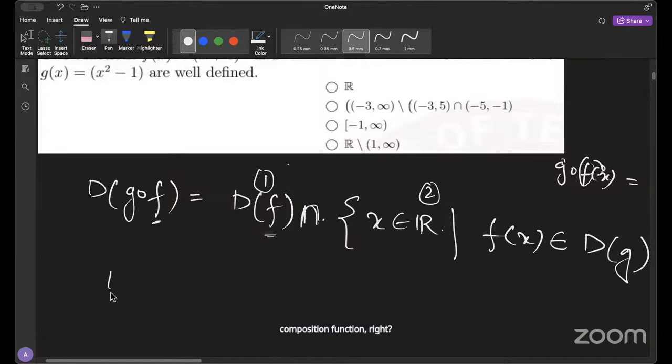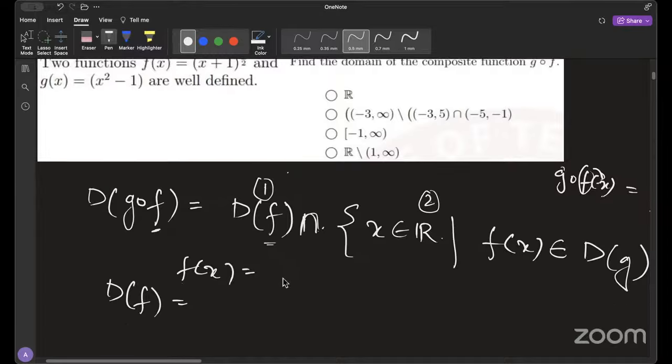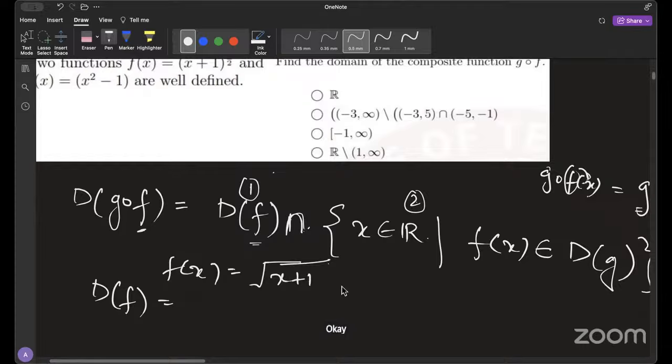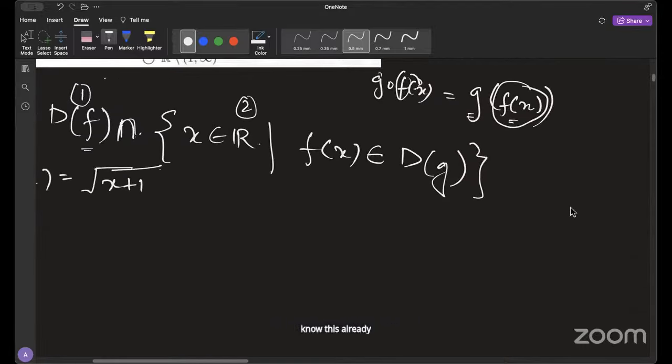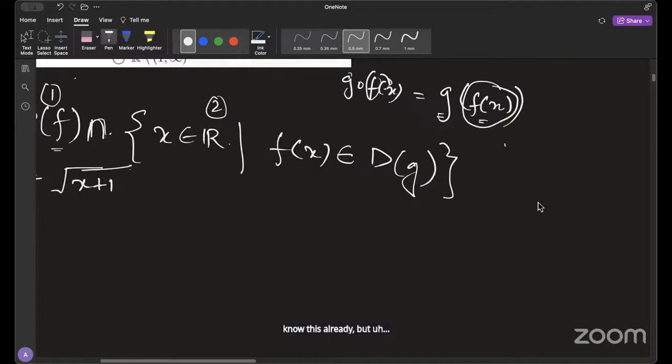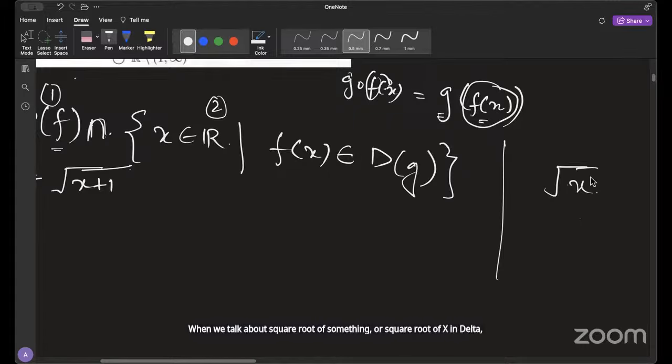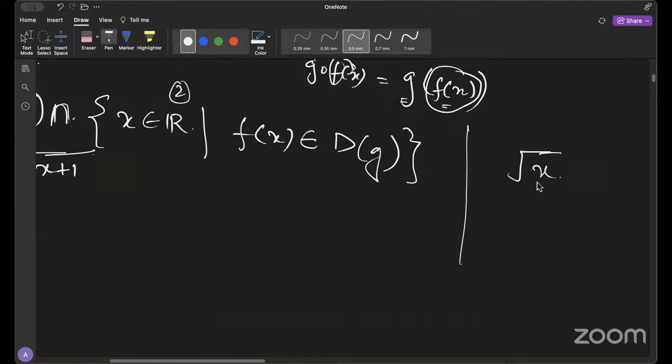Now let's find the domain of F first. Your function is square root of X plus 1. Okay. Just to make things clear, although I know you guys know this already, when we talk about square root of something or square root of X in general, if you have root 4, this just means 2. It does not mean minus 2.